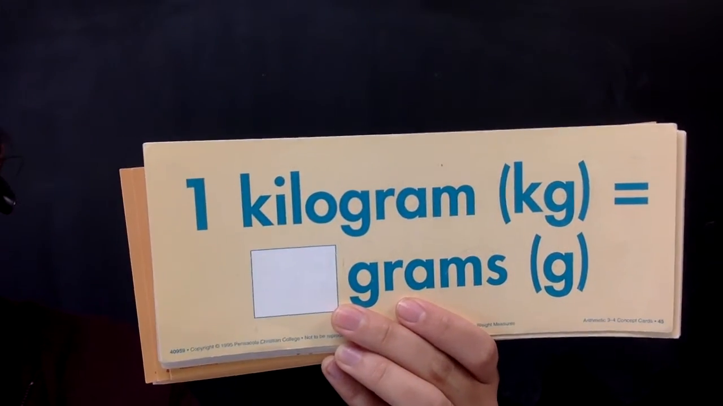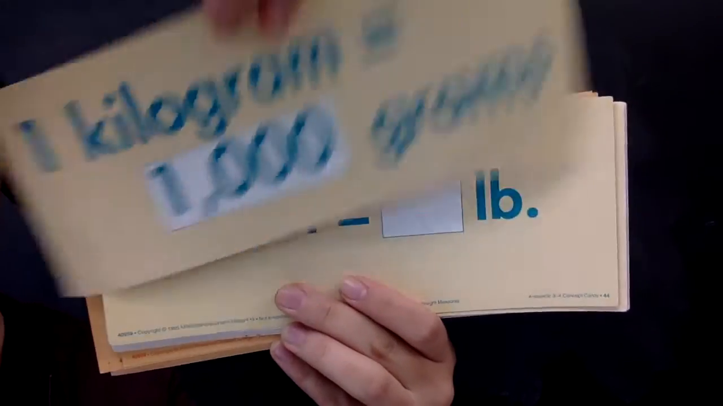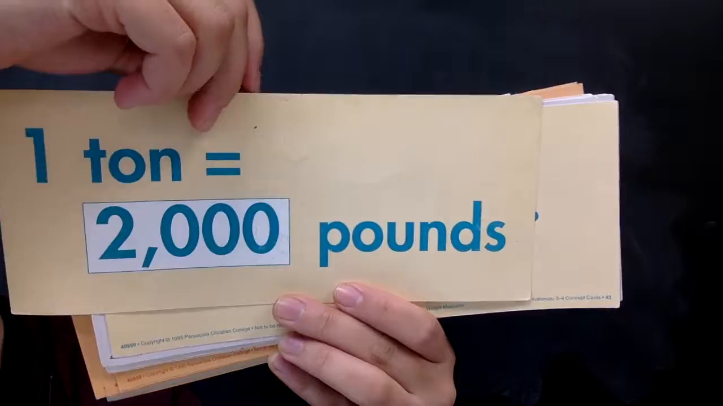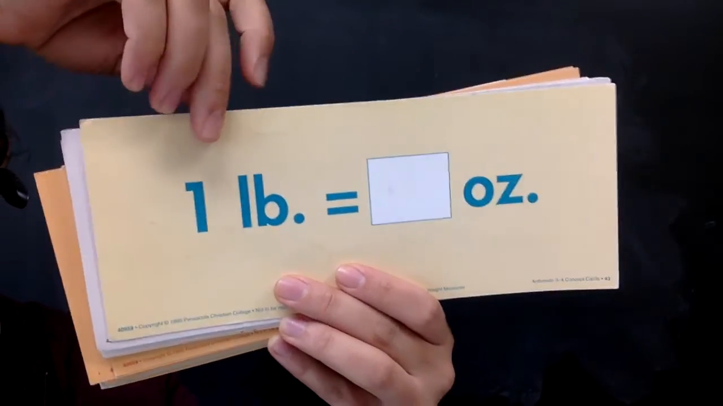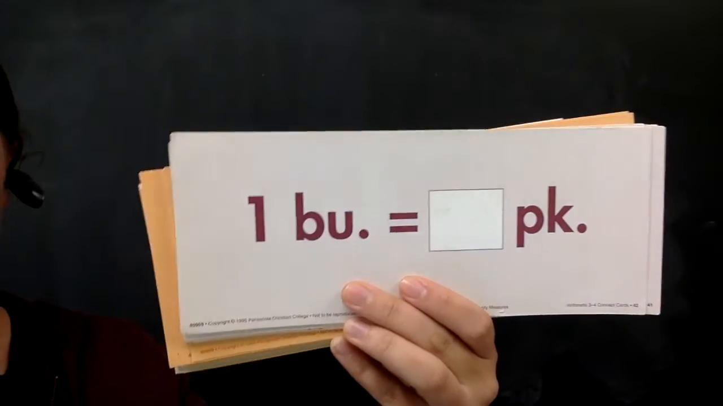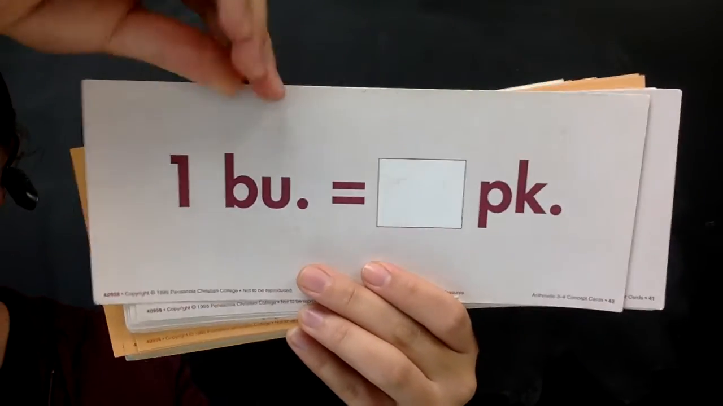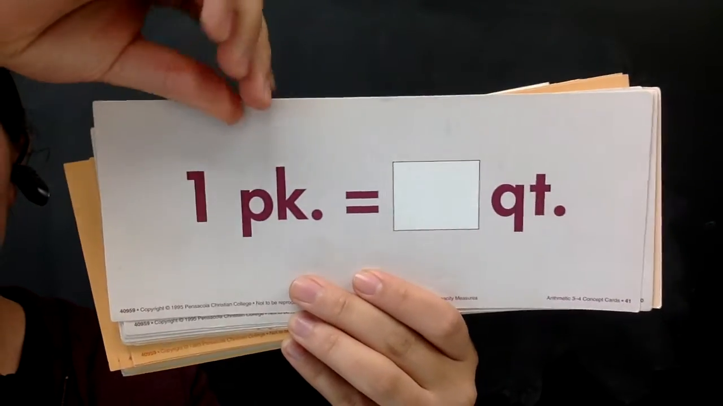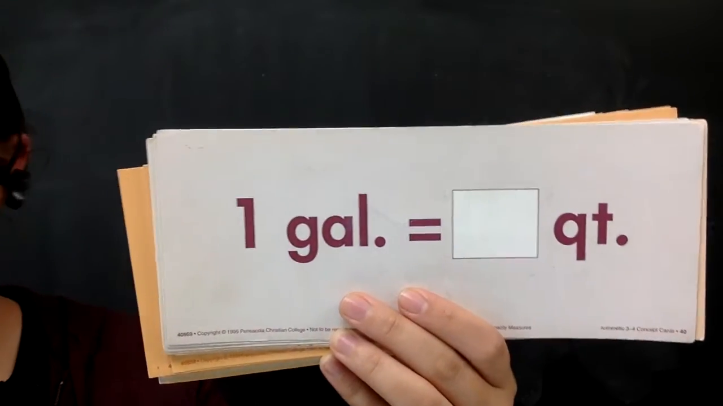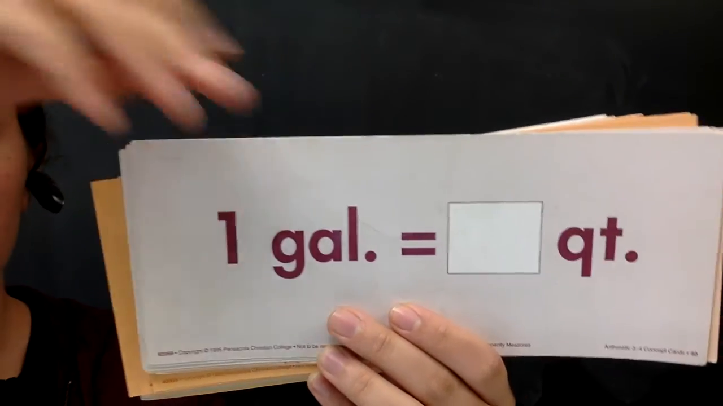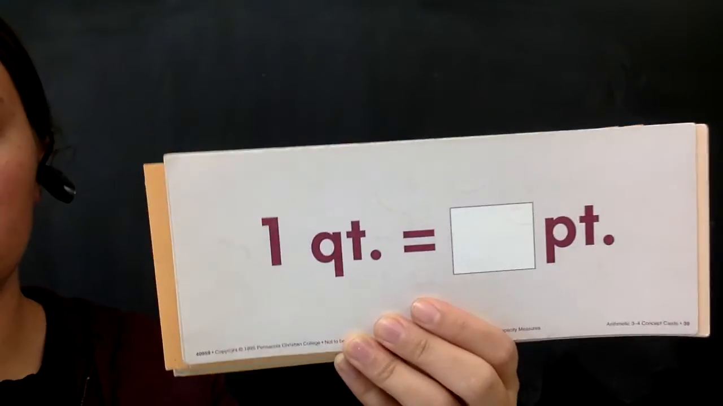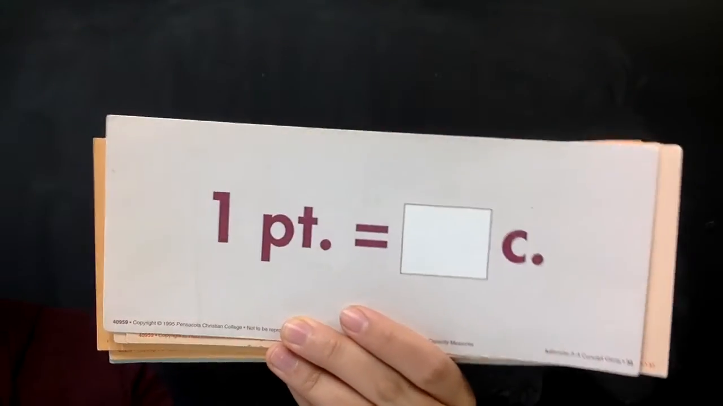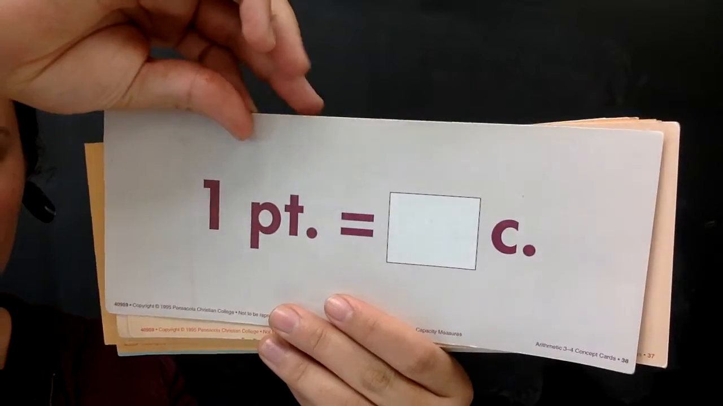2,200. 1 kilogram equals how many grams? 1,000. 1 ton equals how many pounds? 2,000. 1 pound equals how many ounces? 16. 1 bushel equals how many pecks? 4. 1 peck equals how many quarts? 8. 1 gallon equals how many quarts? 4. 1 quart equals how many pints? 2. 1 pint equals how many cups?